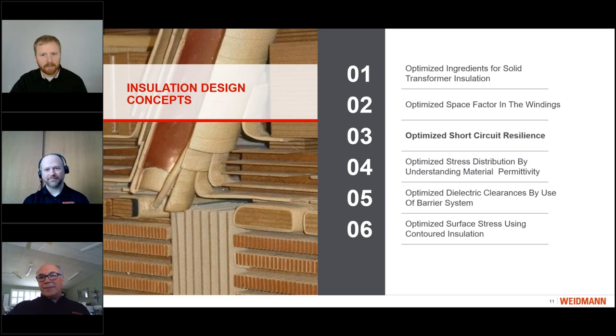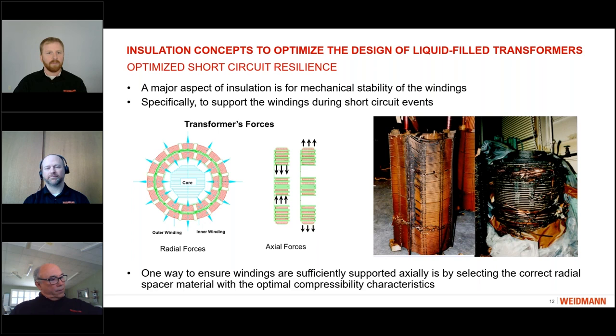Great, thank you, Tom. So at this point, we're going to look at the optimized short circuit resilience of the windings. So as Tom mentioned, one of the major aspects for the insulation material is for mechanical stability of the windings. And specifically, the role is to support these windings during short circuit events. So in the image on the left, if we look at typical transformer forces in core type transformers, the inner winding of that transformer will want to, during a short circuit event, pull itself in on itself, both radially and axially, while the outside winding will want to push itself apart in both directions.